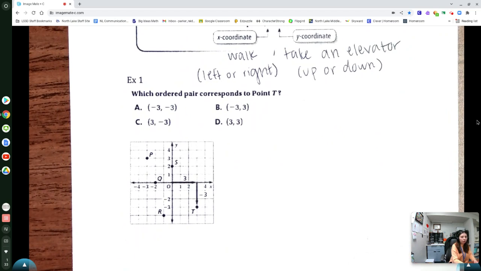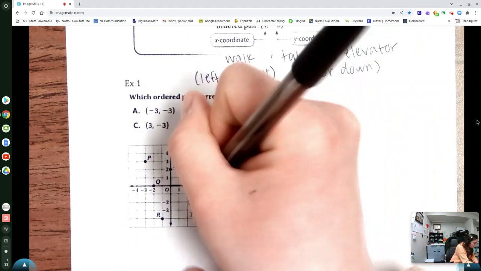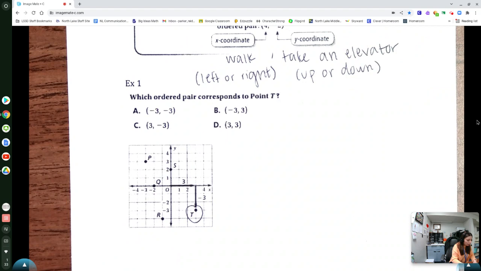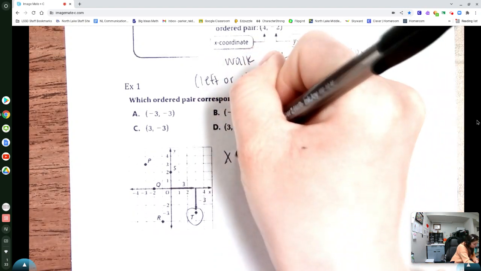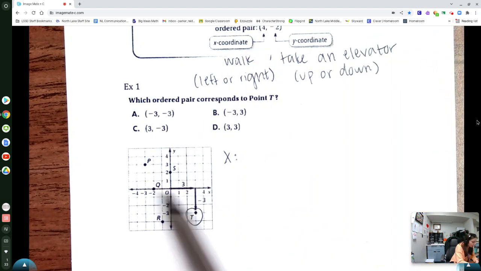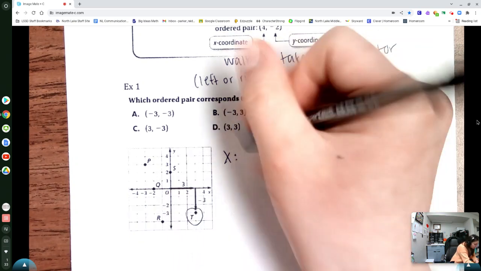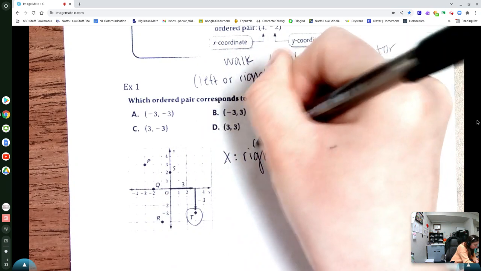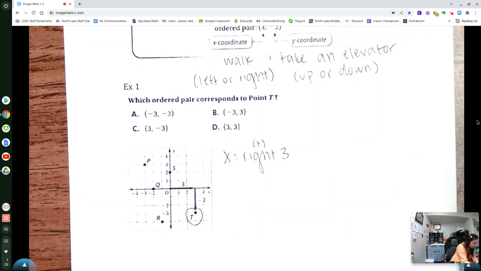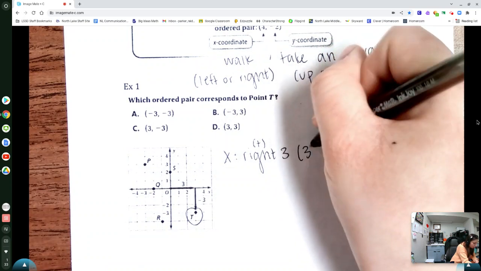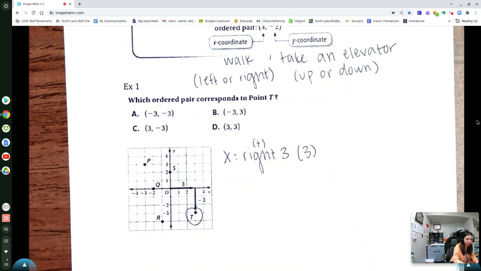Our example 1 says which ordered pair corresponds to point T. So here's point T right there. So first, let's think about what its x value needs to be. What does the x value of point T need to be? Well, x describes the direction it's walked, left or right, from the origin. So if I start at the origin, it's moved to the right. That means it's a positive number. And it's moved to the right 1, 2, 3 times. That means the x value should be positive 3 because it has moved 3 to the right from the origin.